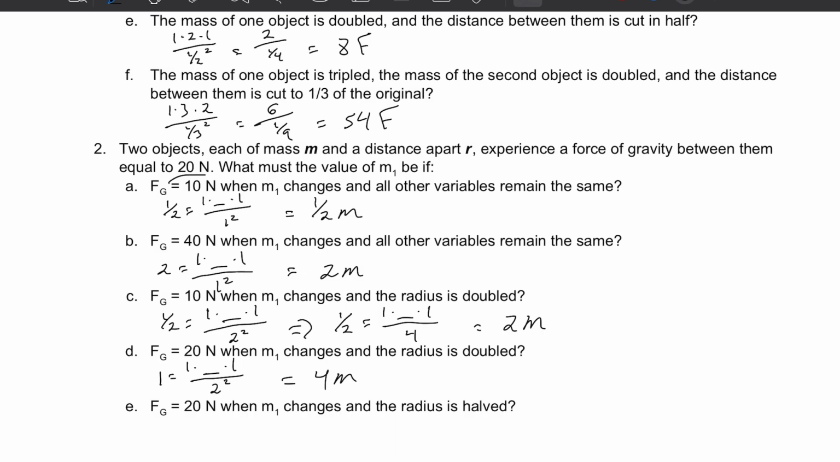And then E, the force didn't change, it's still 20. Mass 1 changes and the radius is halved. So what do I put on the top if I've got a 1/2 squared on the bottom? Well, 1/2 squared on the bottom is the same as 1/4 on the bottom, and that brings a 4 to the top, so it'd be 1/4 the mass. 1/4 times 4 gets you the 1.